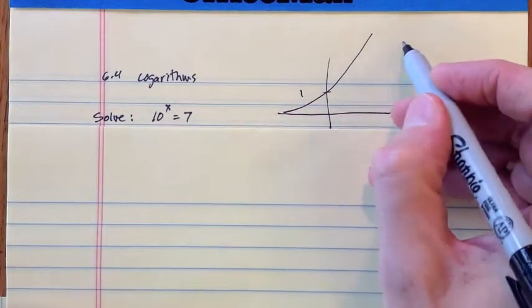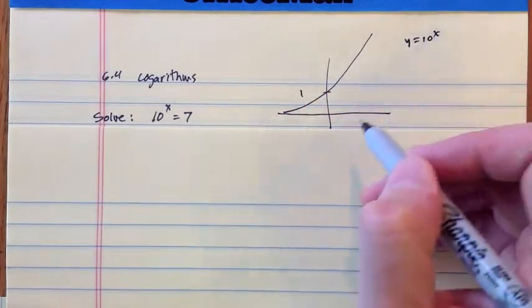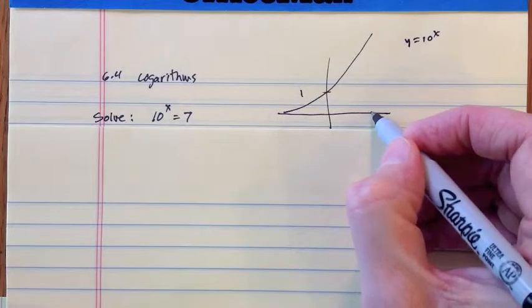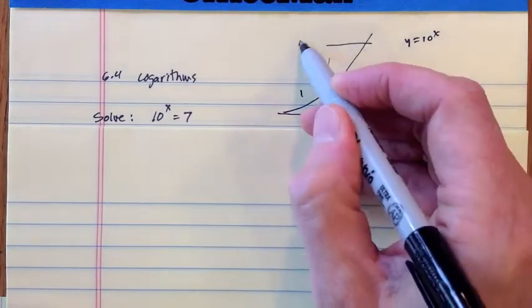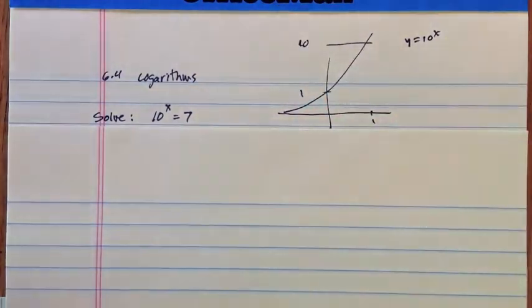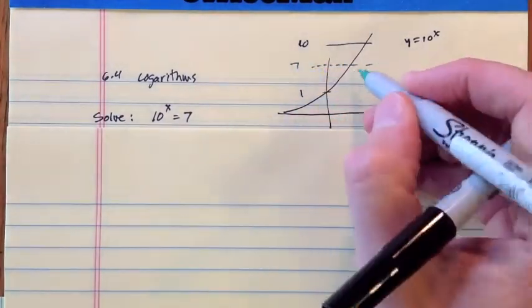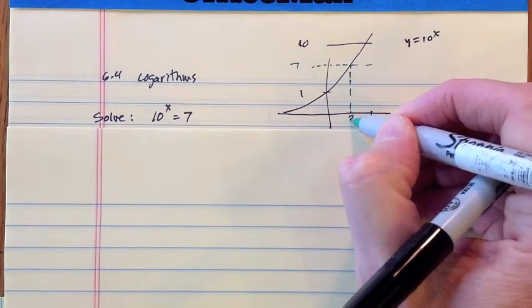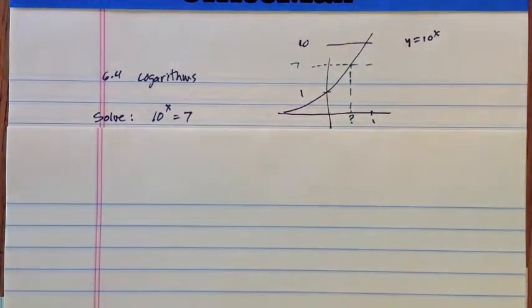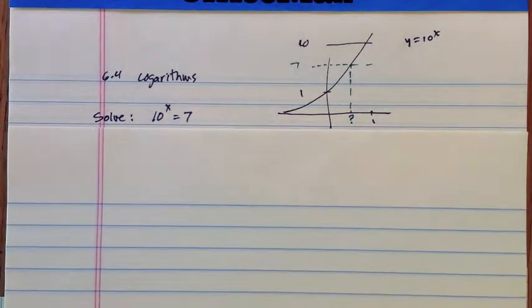Here's y equals 10 to the x. At 0, 10 to the x is 1. At 1, 10 to the x is 10. There must be some number where 10 to the x equals 7. Some number between 0 and 1 would cause 10 to the x to be 7.